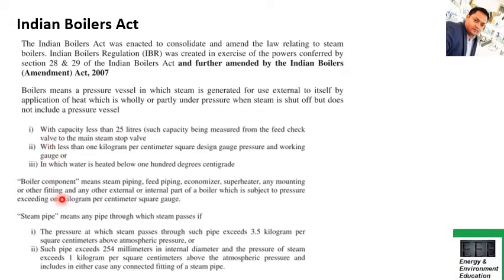Boiler component means steam piping, feed piping, economizer, superheater, any mounting or other fitting, and any other external or internal part of the boiler.